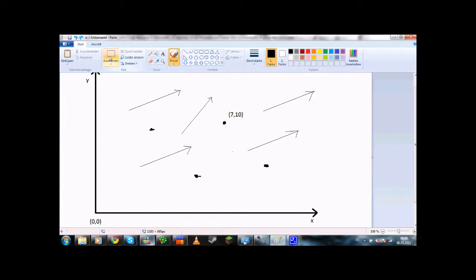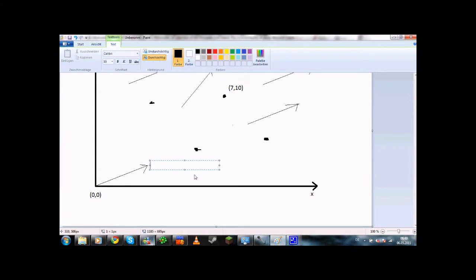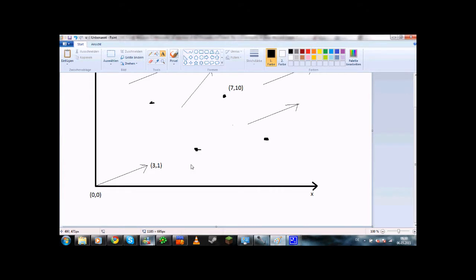But let's say I define my origin, then, oh well, that should be transparent, I guess. So now, if I define my origin as 0, 0, I can say this vector points at, let's say this is 3, 1. Looks like 3, 1 to me at least. So I will write this down.